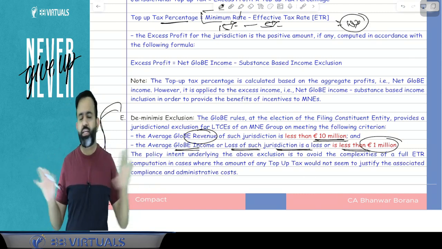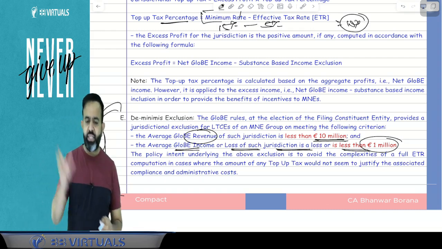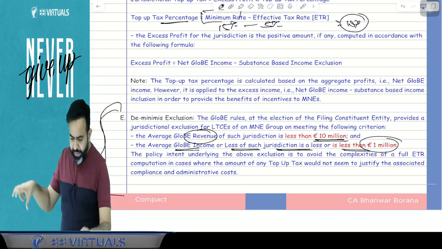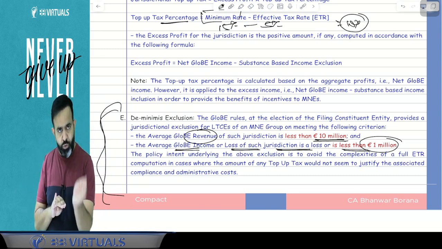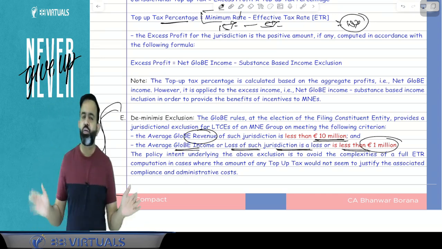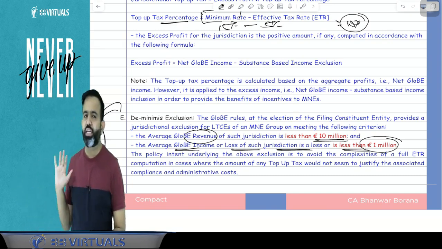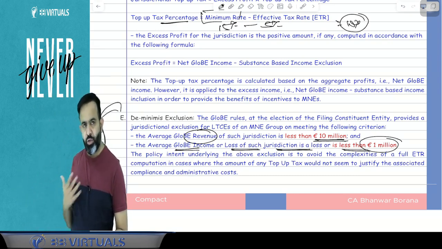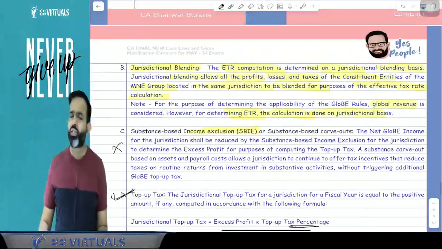There is no top up tax and all, that is not applicable in Nepal. So in simple words, suppose any multinational company from any country, their revenue is less than 10 million euros and their profit is less than 1 million euros, in that particular case, that concept is not applicable. There is no need to check the minimum tax and top up tax rate and all. Okay, so done. So this is all about this topic.